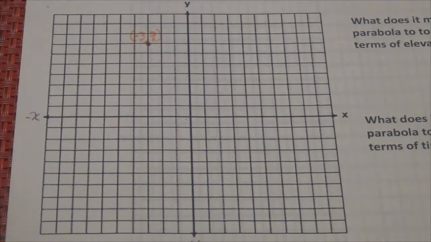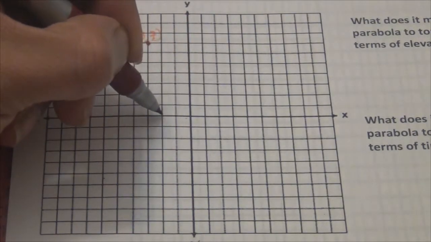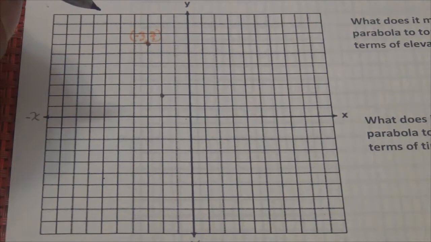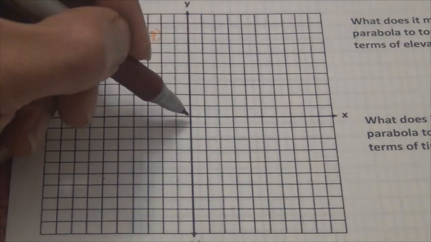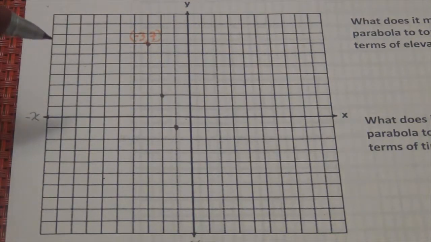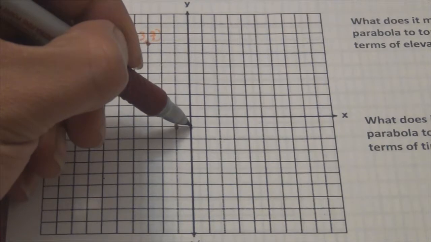Okay, the next one is -2, 2. So this is -1, -2, 2. 2 is positive, so 1, 2. Then we have -1, -1. See that? Then we have 0, -2.